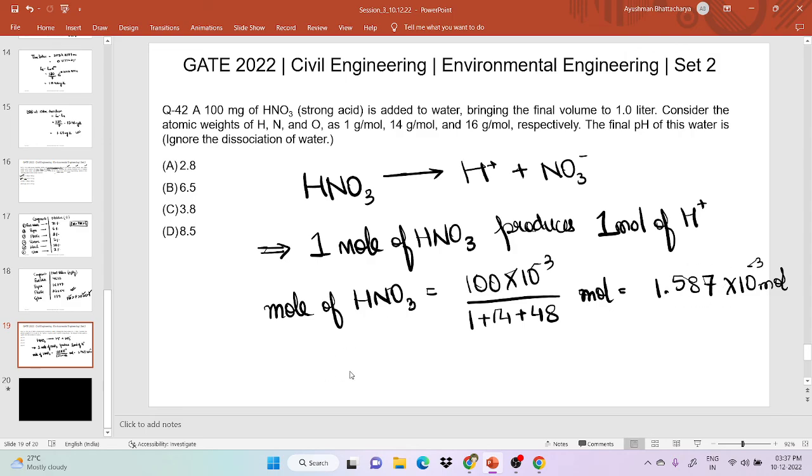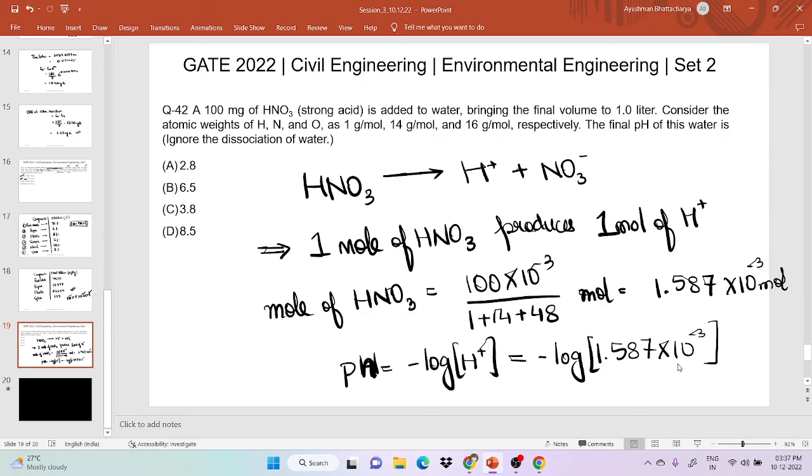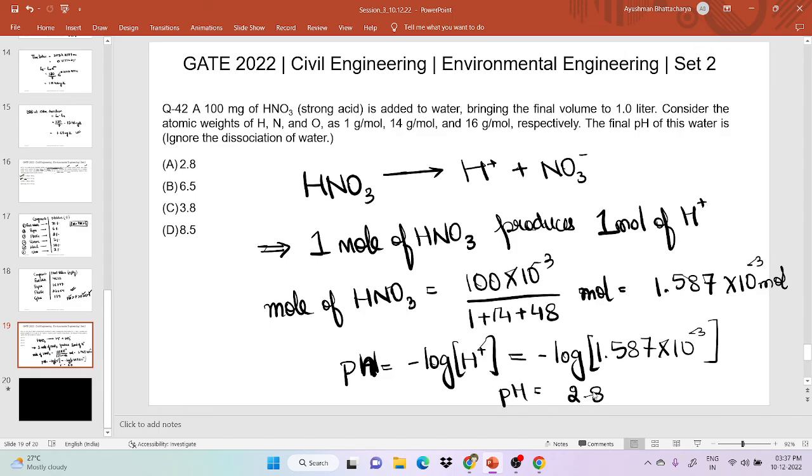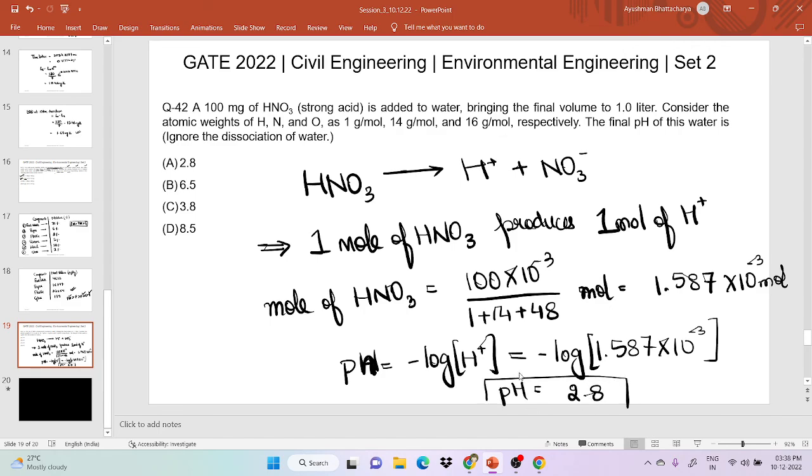Therefore, to calculate the pH, pH equals minus log of H+ ion concentration. If 1 mole produces 1 mole of H+ ion, this many moles of HNO3 will produce this many moles of H+ ion. So minus log of 1.587 times 10 to the minus 3. The value will come out to be 2.8. So the pH will be 2.8. So in this question, option A is the correct answer.